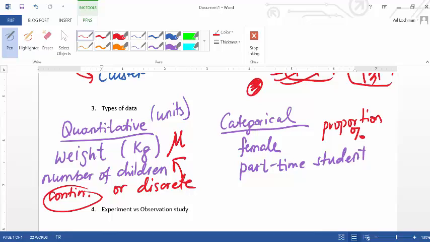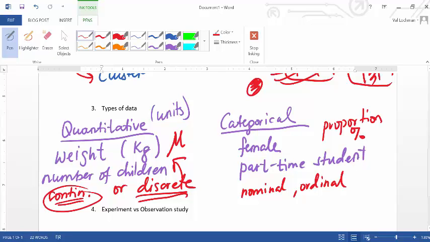Okay? So over here for categorical, we do have nominal and ordinal, right? But don't worry about that, okay? I will not ask you to classify the variables like this, okay? But I do want you to know which one is discrete, which one is continuous, okay? So that's your types of data.